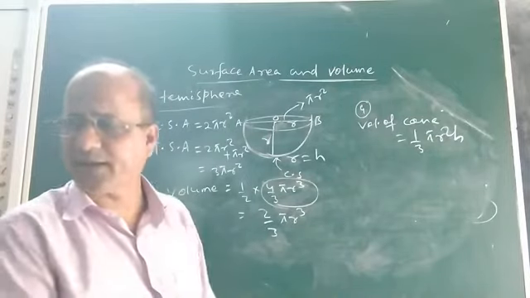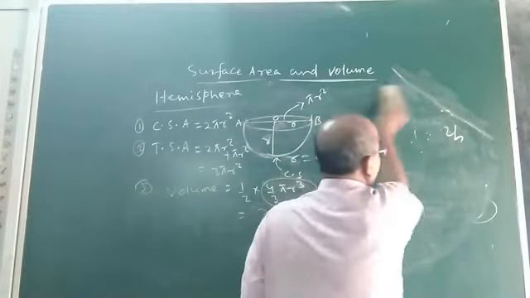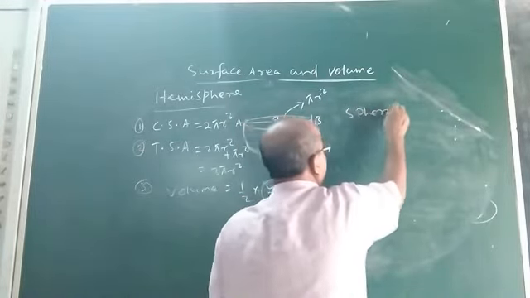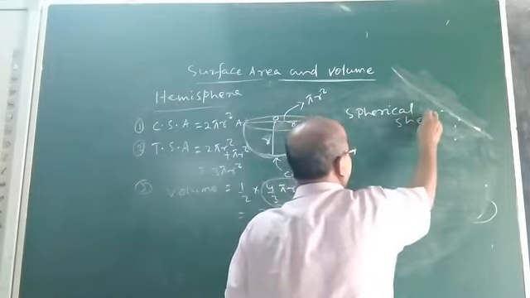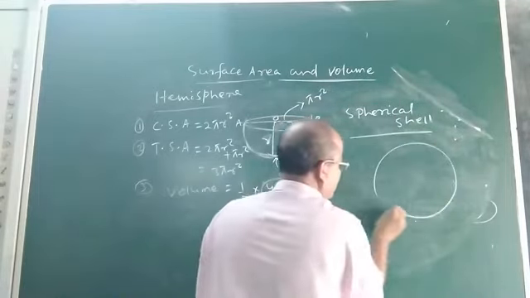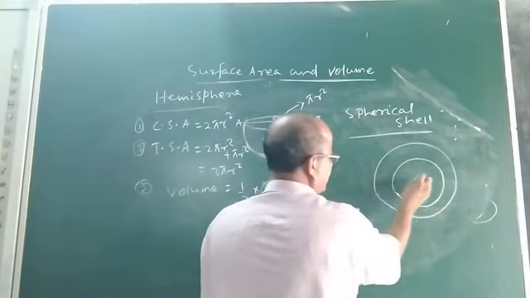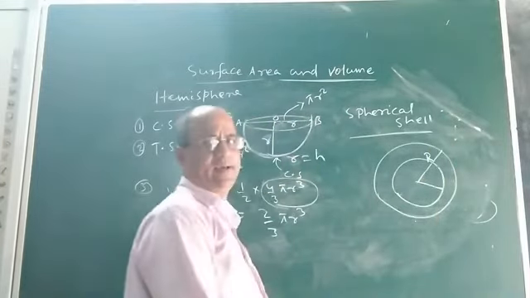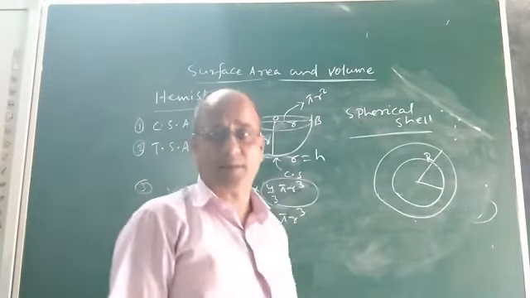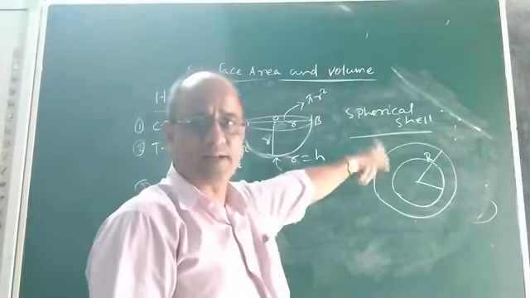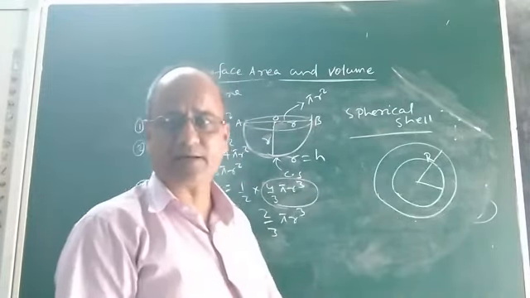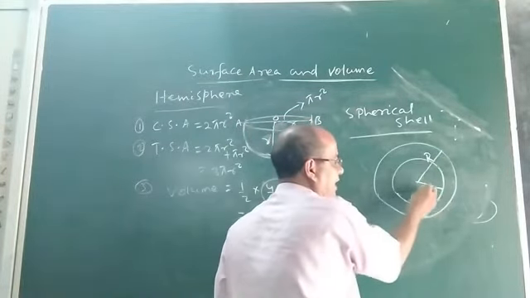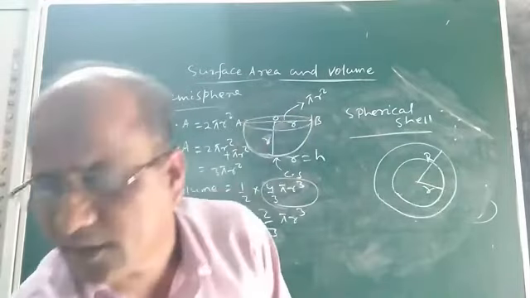Then another one is your spherical cell. So what is a spherical cell? See children, it was also there in class 9. Let us consider 2 spheres, the outer sphere and the inner sphere. Take 2 spheres having the same center but different radii. Suppose capital R is the radius of the outer sphere, and small r is the radius of the inner sphere.